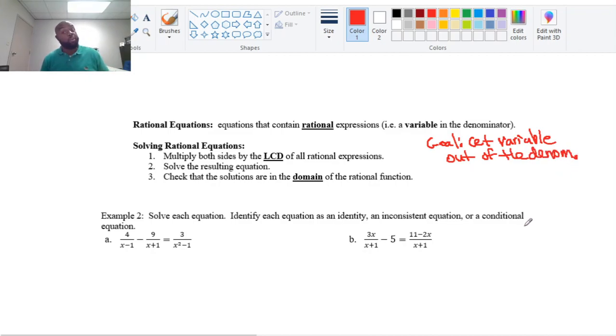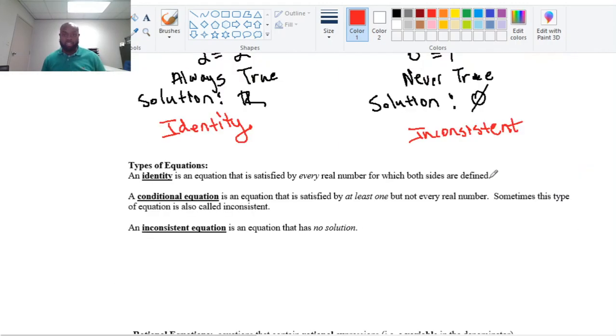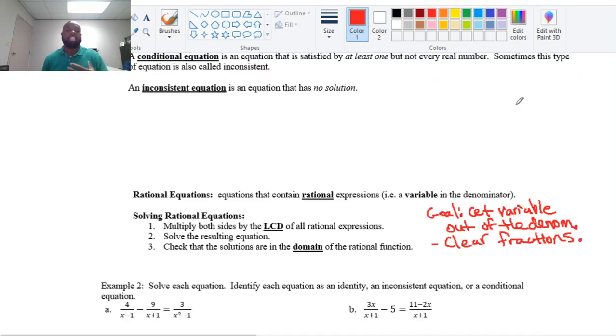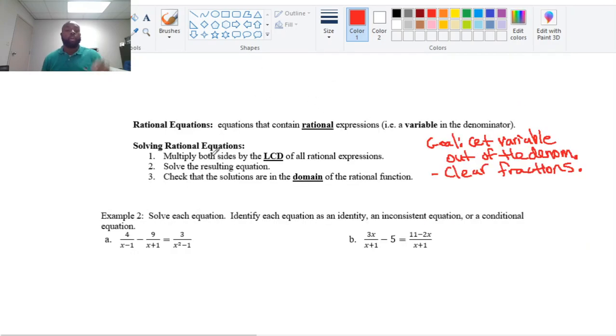And one way to get the variable out of the denominator is to clear the fractions. One of the ways to clear the fractions, if you go back up to what we did before, is you multiply both sides by the LCD. And so that's the technique we're going to take to solve our rational equations here. We're going to multiply both sides by the LCD of all of the rational expressions. That's going to clear all of our fractions, and we're going to solve the resulting equation.